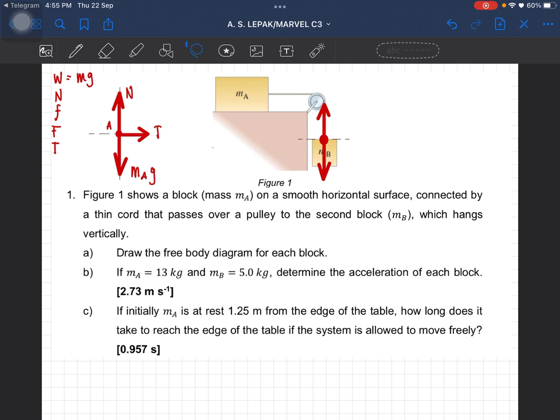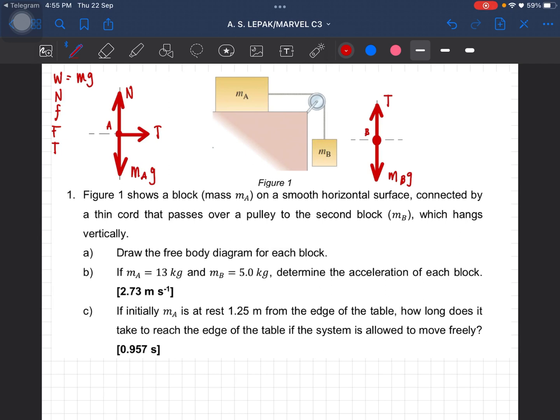And that is your object. The dot is representing your object. So this is your tension. This is your weight. Alright, so that is your free body diagram. If you get all correct for these forces, you will get full marks, which is 3 marks.